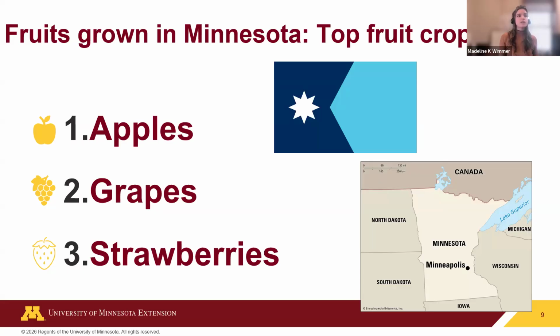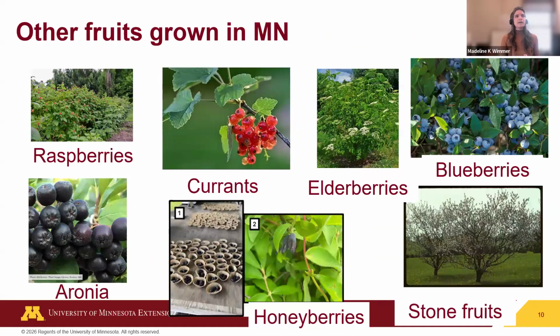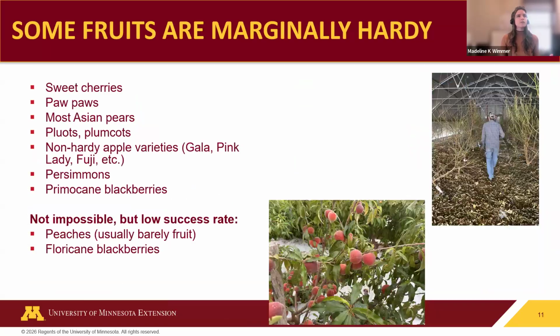And then I would say third is probably going to be strawberries, and mostly June-bearing strawberries rather than day-neutral strawberries. Other fruits that you might be considering growing are raspberries or currants, elderberries, even blueberries can do all right in certain parts of Minnesota and with the right support. And then there's some other crops like honeyberries. I get a lot of people who are really interested in peaches. I have stone fruits up here. Plums are more likely to survive Minnesota winters, whereas peaches are going to be more on this marginally hardy list.